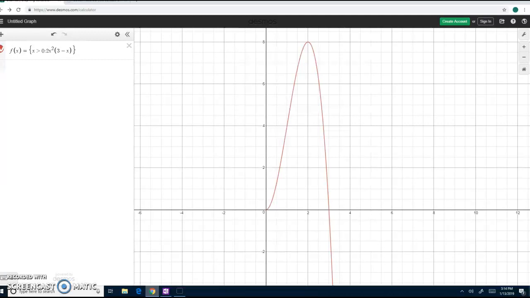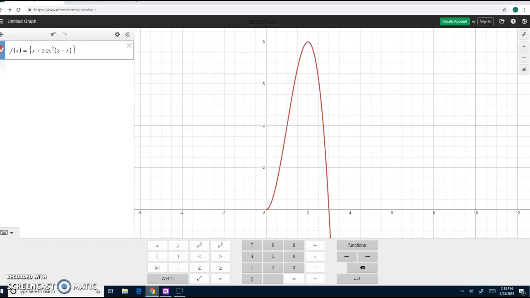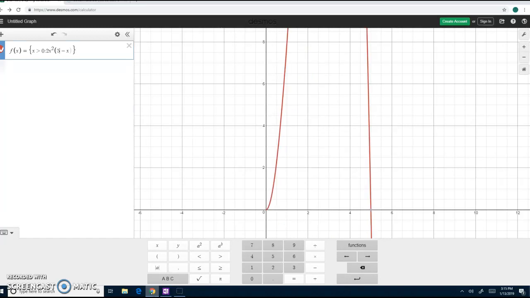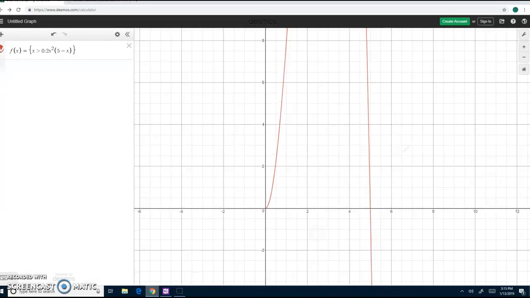So what we see here is that we cross the x-axis at 3. And if I change this value, and I don't know if I can change it while I'm typing, maybe if I go to this piece, I can change that. So let's say I change that 3 to be a 5. Notice that then that's when I cross the x-axis.